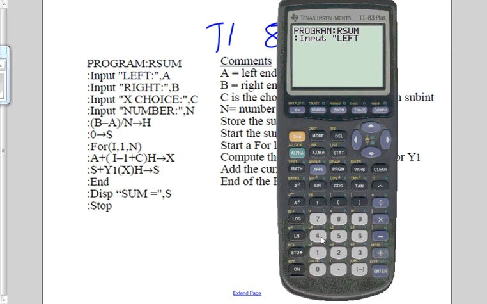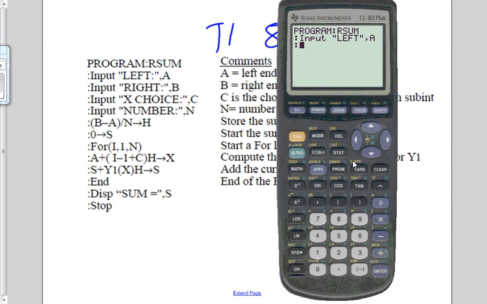L E F T. And they have a colon there. I don't think we really need to do that. So put the parentheses, get out of alpha, and then put comma, and then we're going to put alpha A. And so that means that we're storing our left bound in A. That's what the programming language is saying.